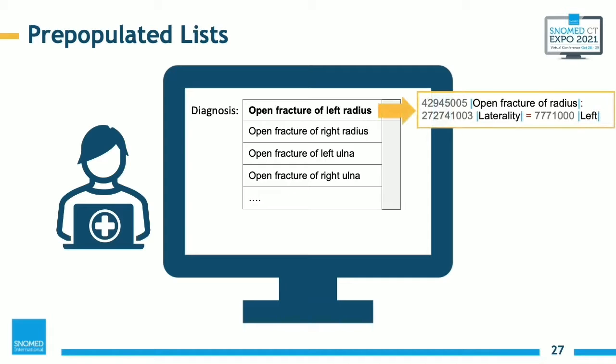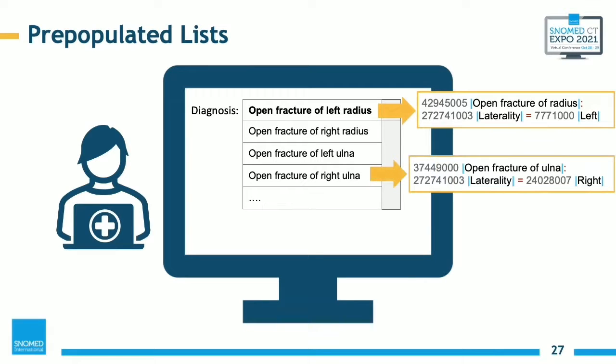Here the phrase open fracture of left radius is associated with the expression open fracture of radius with a laterality of left. And the phrase open fracture of right ulna is associated with the expression open fracture of ulna with a laterality of right. This approach requires the expressions to be created and linked to an interface term by a Nomencity implementer, as part of the terminology binding process in the design stage of the implementation.